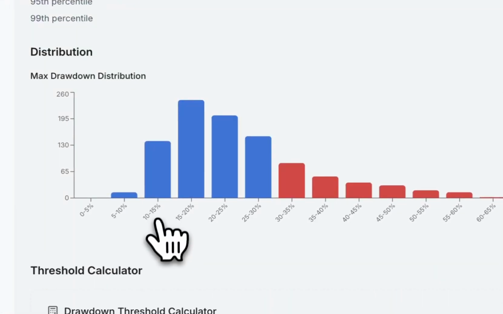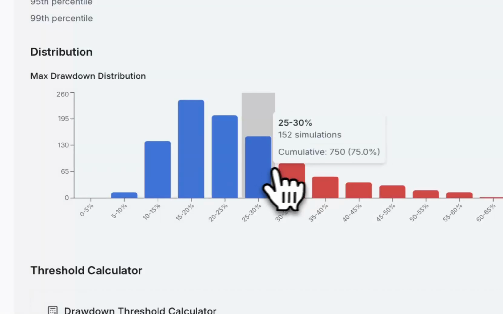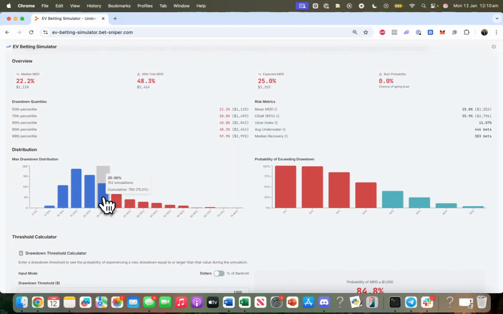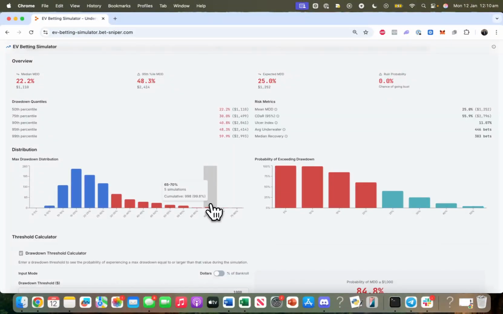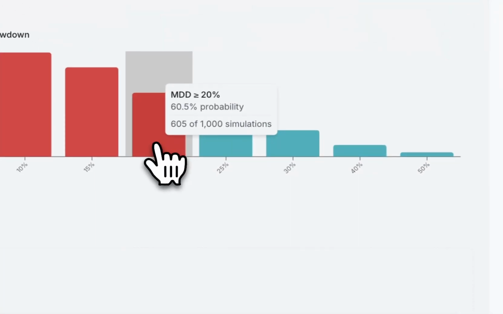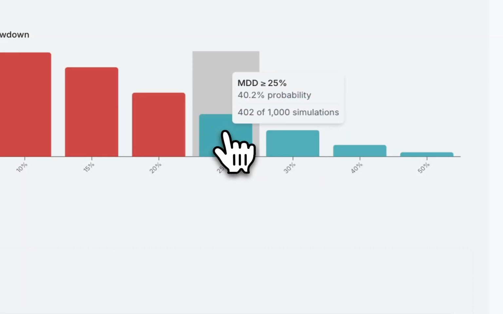So you can see this table shows you the max drawdown distributions. And so you can see 75% of simulations, you're going to have either 30% or lower drawdowns. And then if we go to the right end, to have one of these really big drawdowns, it's only going to happen in 0.2% of simulations. We also have a graph that shows you the probability of exceeding a drawdown. For this strategy, there is a 60.5% chance that your drawdown will exceed 20%. There's a 40.2% probability that your drawdown will exceed 25%.